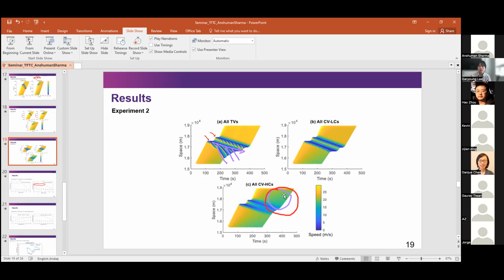Yes, focusing on the recovery part. Yes, comparing the recovery part can reveal some more interesting things. Yes. Yeah, it is. So that's going to be due to the prospect theory model then? Is that the only difference between humans and connected? Yes. Yeah.